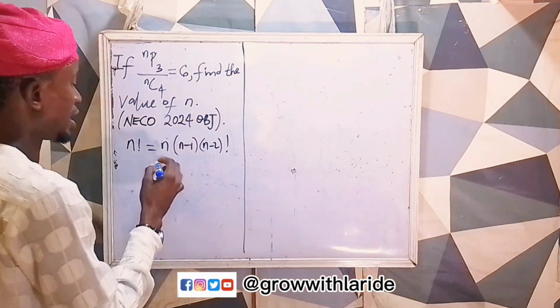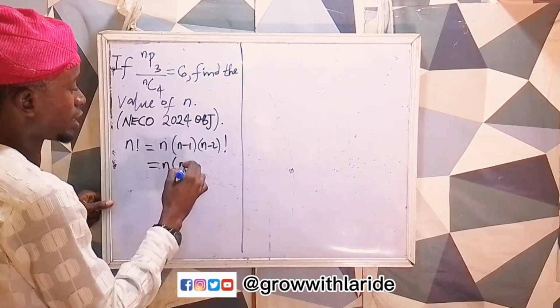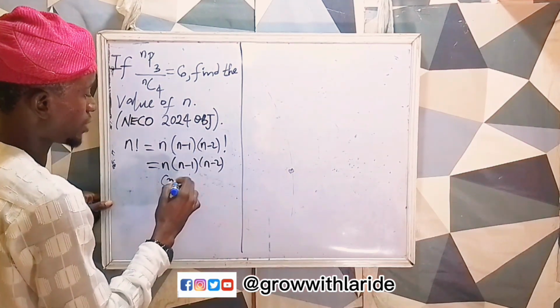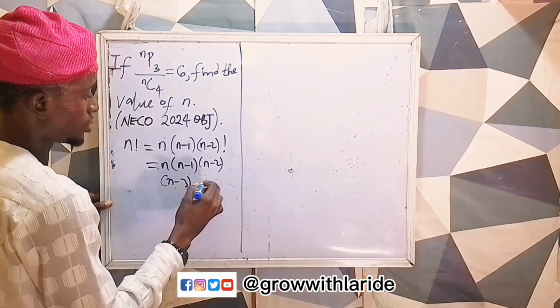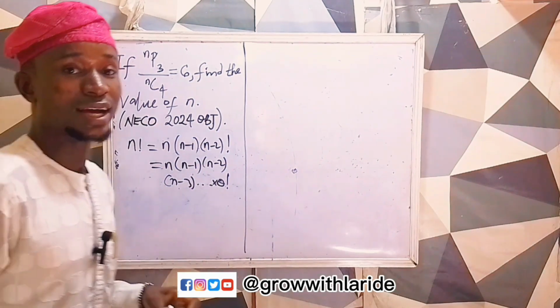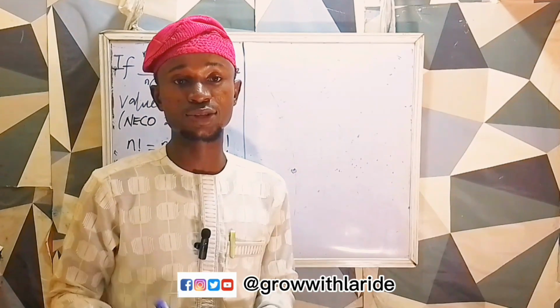This is what I'm saying. I can decide to extend by saying n minus 1, n minus 2, n minus 3, then dot dot dot, 0 factorial multiplied by 0 factorial. And you have to know that 0 factorial is equal to 1.